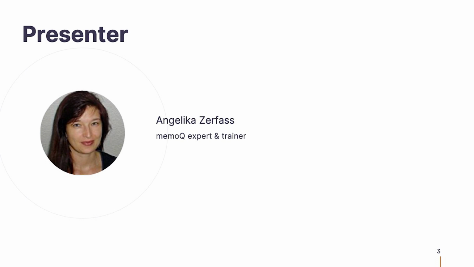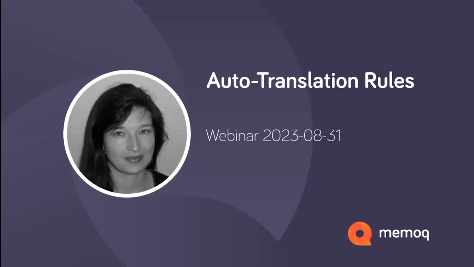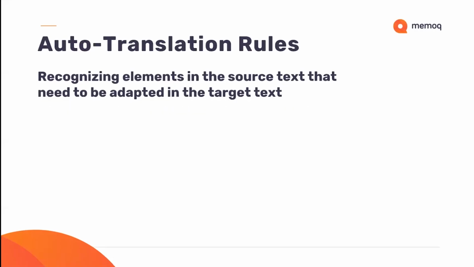Thank you very much. So let me share my screen. We can get started with the presentation. I do have a few slides just to get into the topic, and then I'll go live into memoQ and we'll talk about what you can do with the auto-translation rules. Auto-translation rules are something where you can use regular expressions to recognize some elements in the source text and then show in the results list how they should be adapted or changed for the target language.